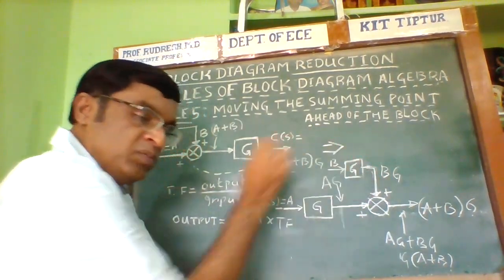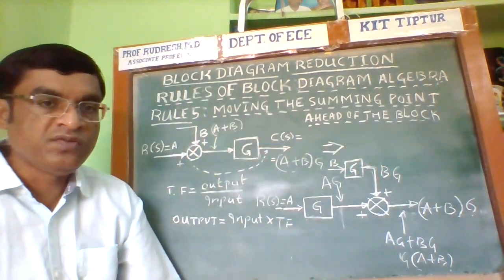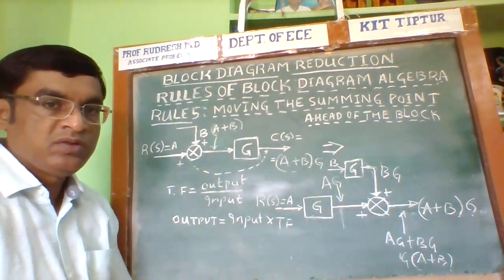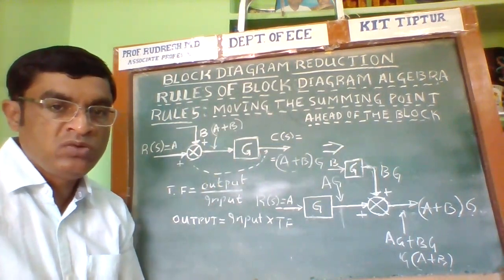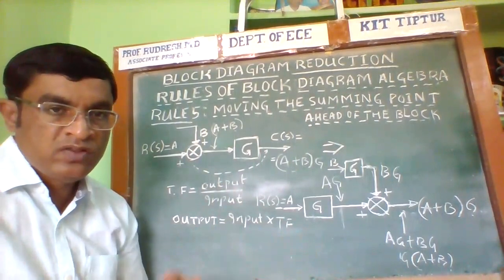That is what I mentioned, the G here. That is rule 5 of the rules of block diagram algebra. This is a very important rule of block diagram algebra. Next rule. Now what is the next rule?